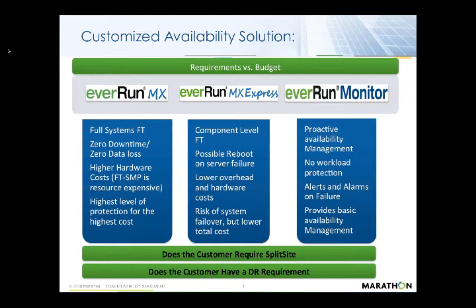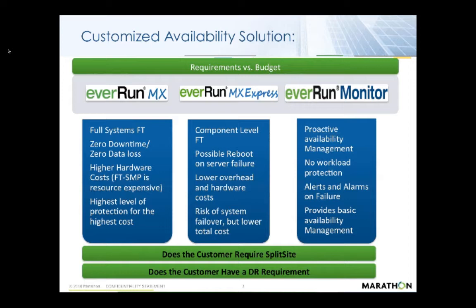Obviously the lower overhead and hardware costs that are associated with that are a direct trade-off of component level fault tolerance versus full system fault tolerance. And obviously the acceptance of risk in terms of a potential failover, an automated failover, but a potential failover, but at a much lower total cost of ownership when we look at software and hardware costs.